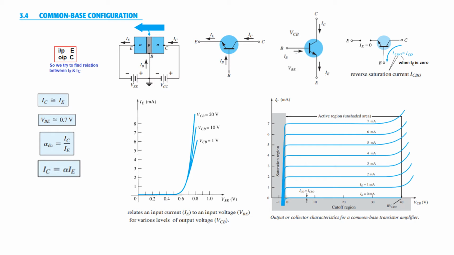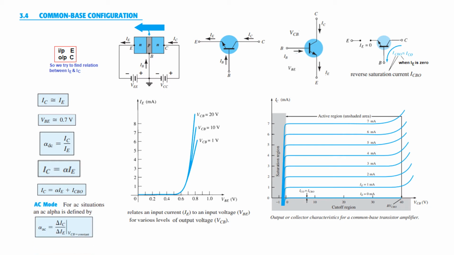And from here we can write that the collector current IC is equal to alpha IE. And also we can say that the collector current is alpha IE plus the reverse saturation current that flows from collector to base due to minority carriers. So this is a more accurate representation.